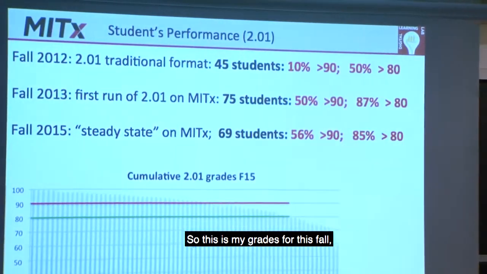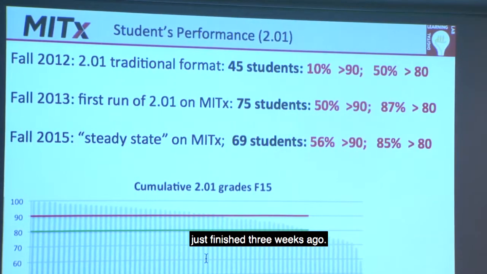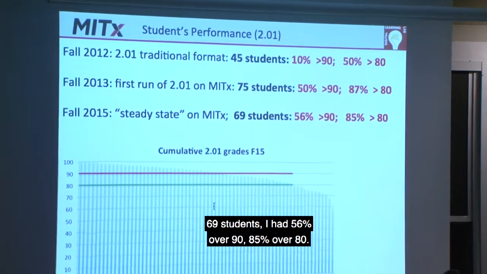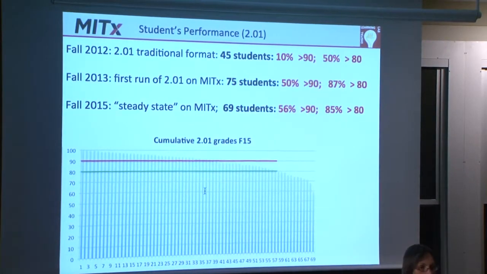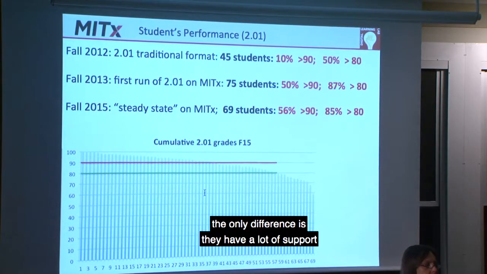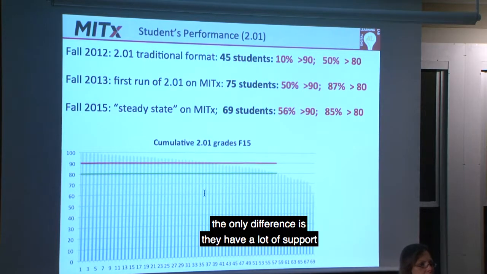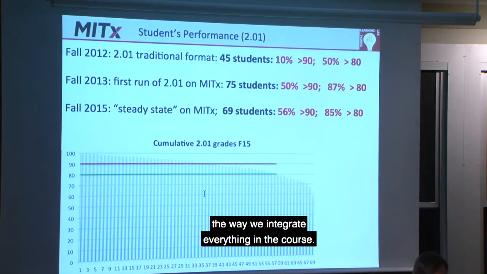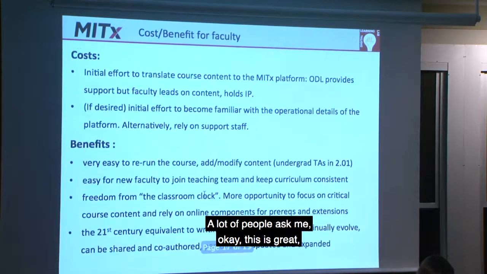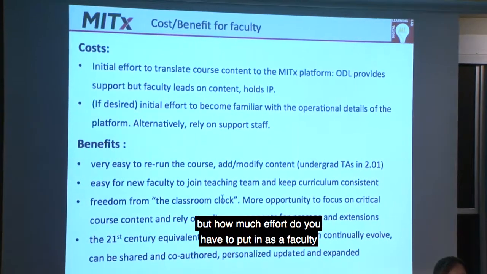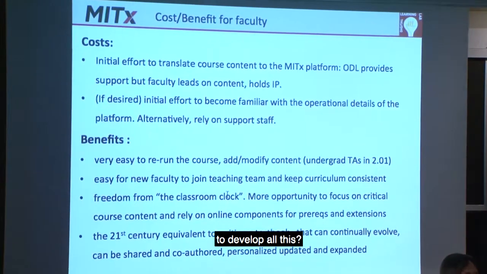So these are my grades for this fall, just finished three weeks ago. 69 students. I had 56% over 90, 85% over 80. And this is the same person teaching the same course. The only difference is they have a lot of support through the online components and the way we integrate everything in the course. A lot of people ask me, okay, this is great, but how much effort do you have to put in as a faculty to develop all this?